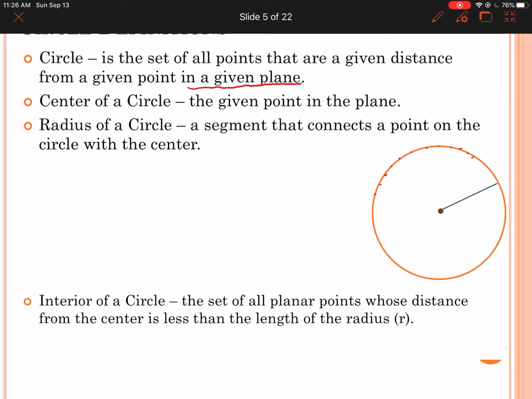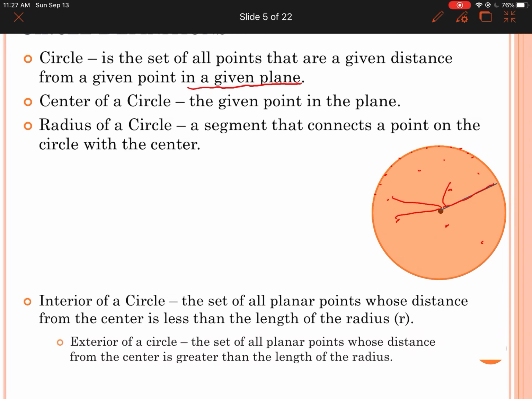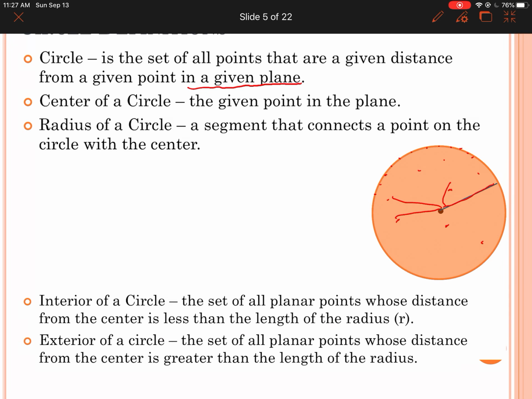So you would want to choose a bunch of points in here. So the radius is this long. We want things less than that long. So all these points are less than the radius. And so if you take all of those points, you have the interior of the circle, which means the points on the circle are not in the interior and they're not in the exterior. As we read here, the exterior is the set of all planar points whose distance from the center is greater than the length of the radius. So those are like all these points out here that are further out than the radius.